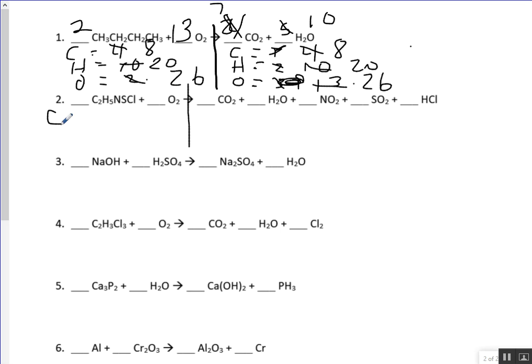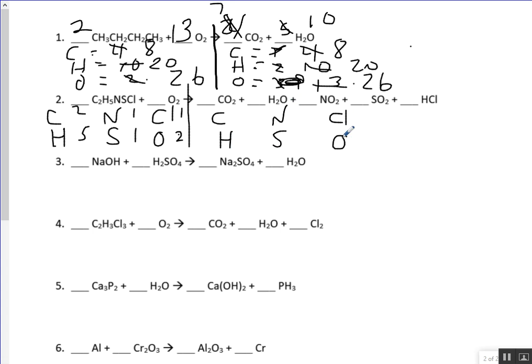We have C, H, N, S, Cl, and O. We got lots of stuff going on here. 2 C's, H is 5, N 1, S 1, Cl 1, O 2. Same thing over here. I'll write them out in the same order: C, H, N, S, Cl, which is chlorine, and O for oxygen.